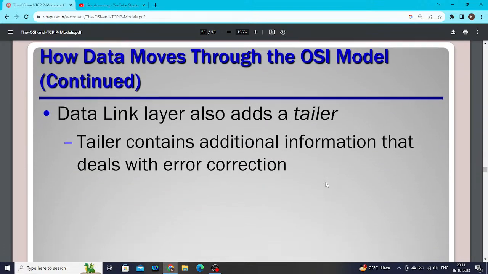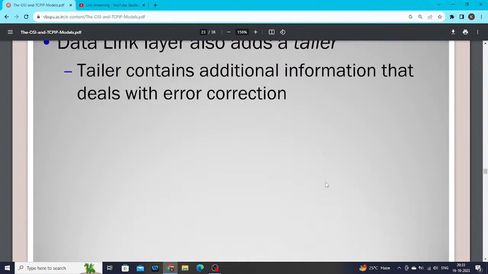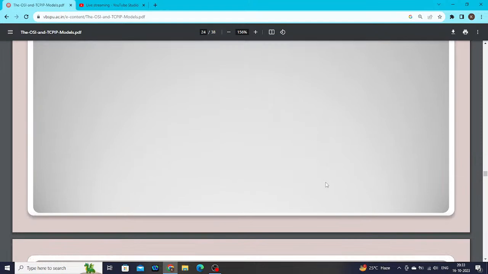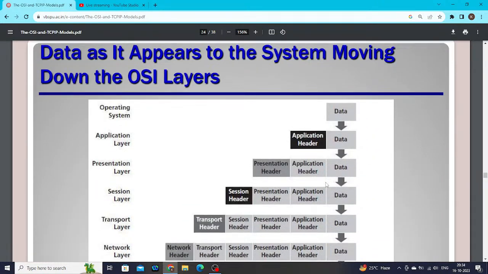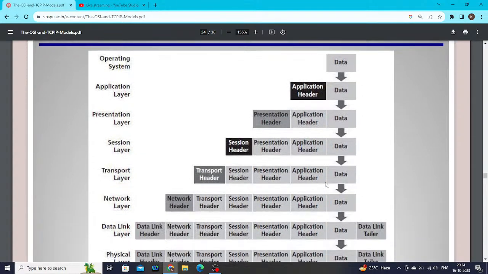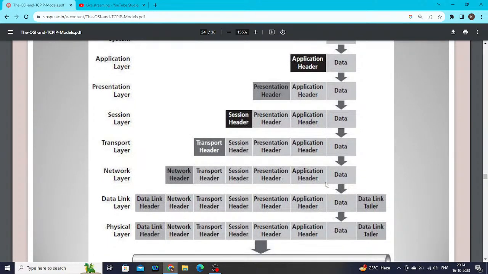The data link layer also adds a trailer. The trailer contains additional information that deals with error detection and correction. This is the data as it appears to the operating system, so that is the data link layer and the connection.